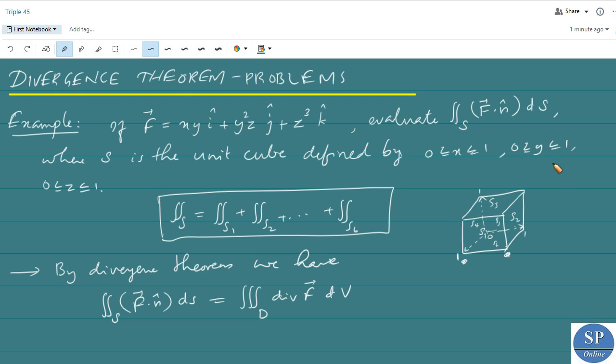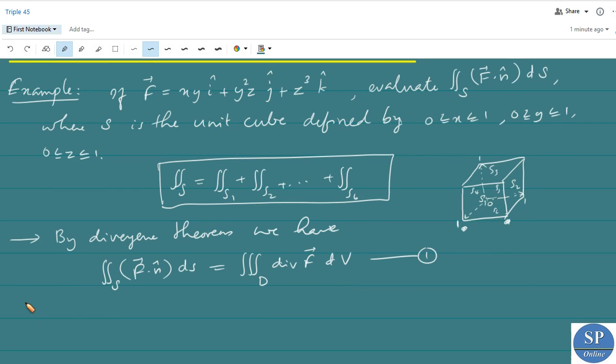Less than or equal to 1, and y varies from 0 to 1, and z varies from 0 to 1. Okay, so for this we need to find divergence of f. Here we are given that f is equal to this.